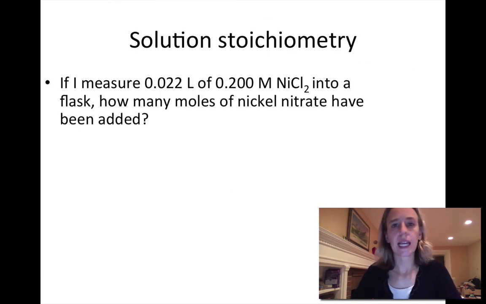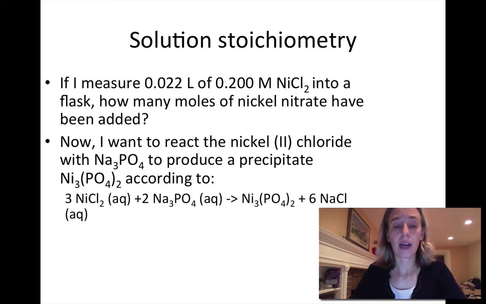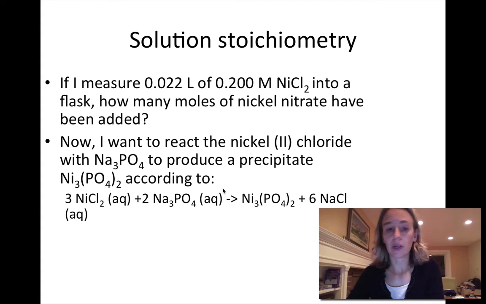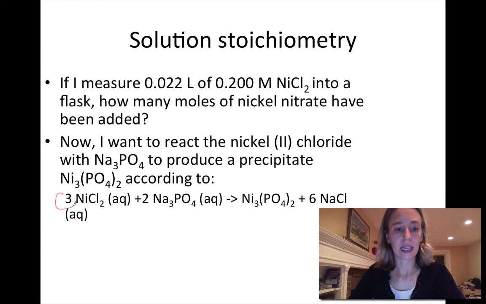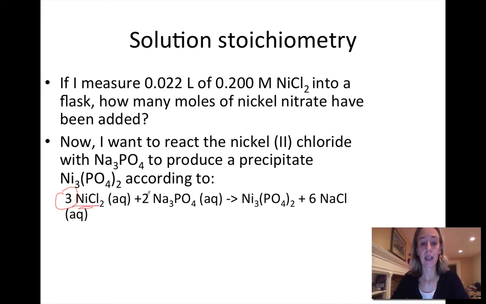So let's look again at that previous problem that we just worked on. If I have 0.022 liters of 0.2 molar nickel chloride, now let's say I want to react that nickel chloride with sodium phosphate to produce nickel phosphate. The balanced chemical equation for this reaction is here, and it's always good to look at your ratio before you even start. My given material is the nickel chloride, and my unknown is the sodium phosphate. So this ratio of 3 moles nickel chloride to 2 moles sodium phosphate is definitely going to be important.